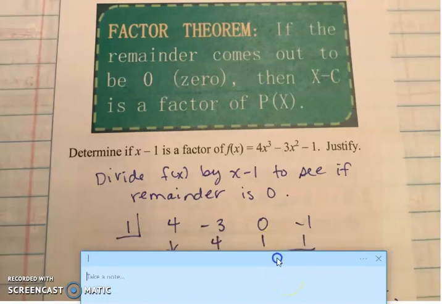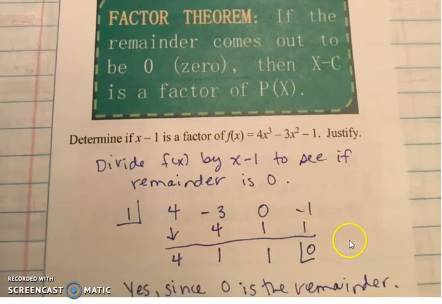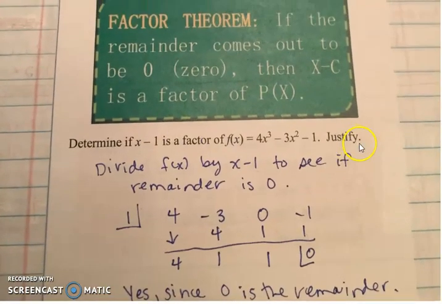So when I do this, this is going to be my result for my synthetic division. And because my remainder here is 0, that means x minus 1 goes into f of x evenly, so therefore it is going to be a factor. And so my justification, I would simply say, since 0 is the remainder when dividing f of x by x minus 1, then according to the factor theorem, x minus 1 must be a factor of f of x. And that's it for this page.